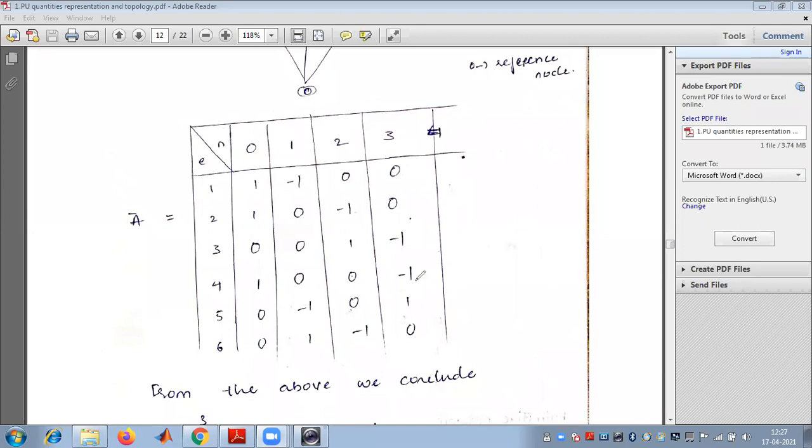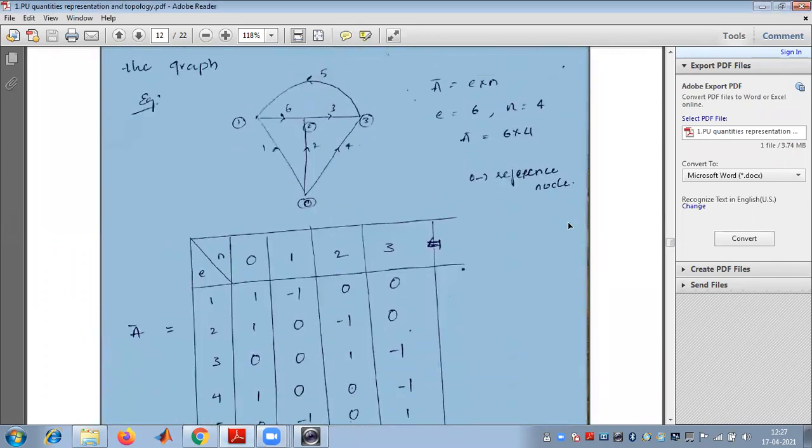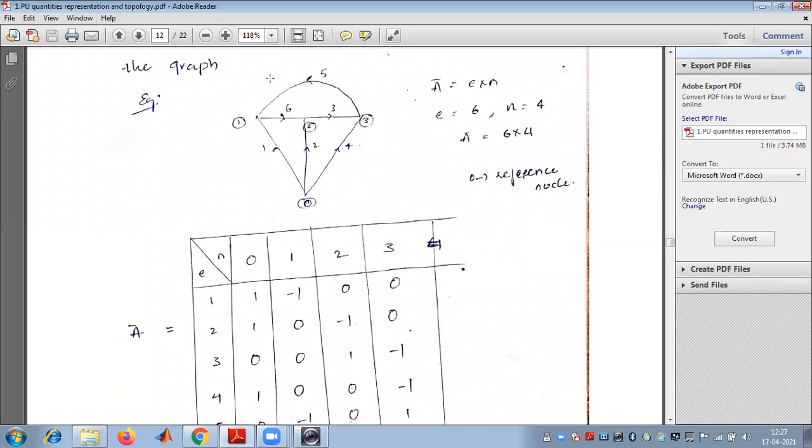Now, please all of you carefully observe this. First, let me explain clearly how to form this row. First row: 1, -1, 0, 0. Now you consider the 0th node, element number 1. If you consider the 0th node and element number 1, there is an incidence between the 0th node and the pth element. So this is the first element. So alpha pq is equal to 1.